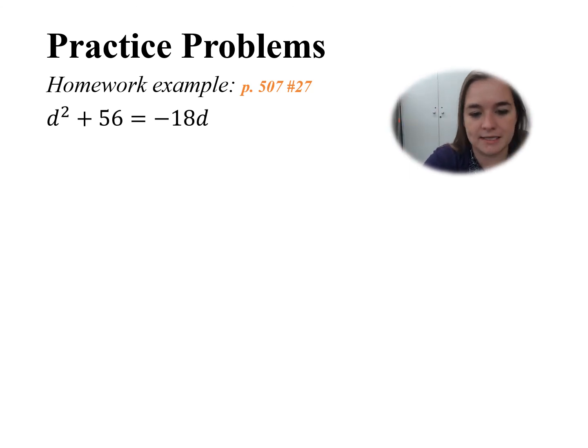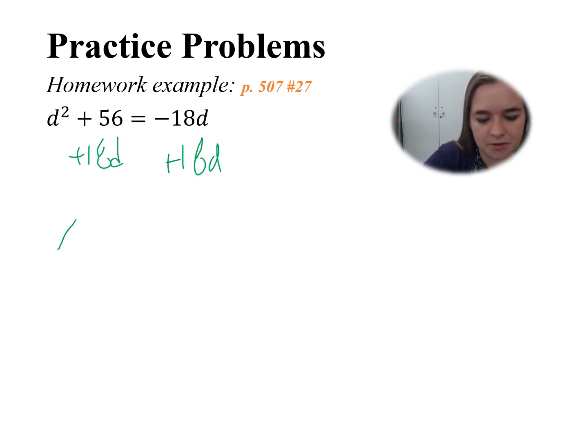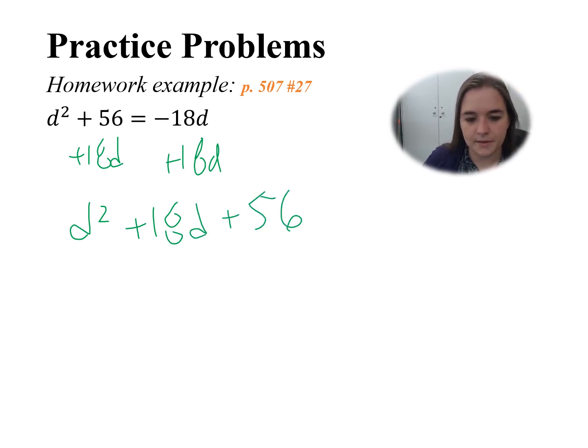So to do that, I need to add 18d to both sides, which turns my expression into d squared plus 18d plus 56 equals 0. When I add 18d to -18d, it goes away, and I'm left with just 0 on that side.